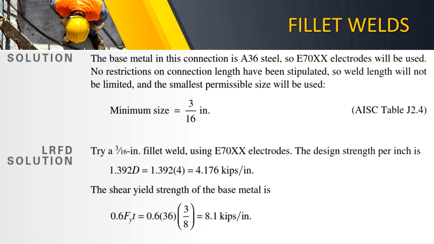For the solution, given by the AISC Table J2.4, the minimum size would be 3/16 inch. For the LRFD solution, try a 3/16 inch fillet weld using E70XX electrodes. The design strength per inch is 1.392D, which equals 4.176 kips per inch. The shear yield strength of the base metal is 0.6 FYT. Substituting the value, we get 8.1 kips per inch.